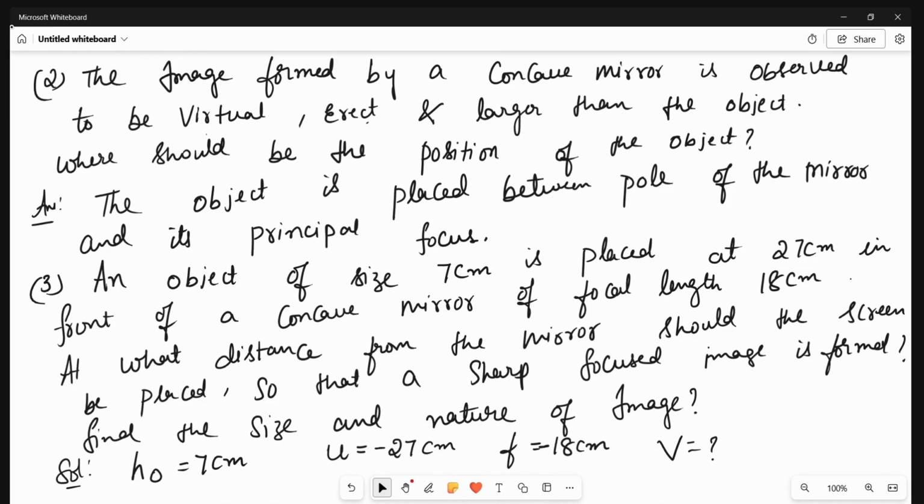If you change the sign, what happens? The answer will also be different. Okay, so for a concave mirror, F will be negative and U is always negative because you are measuring towards the front of the mirror. U is always negative, for both concave and convex.